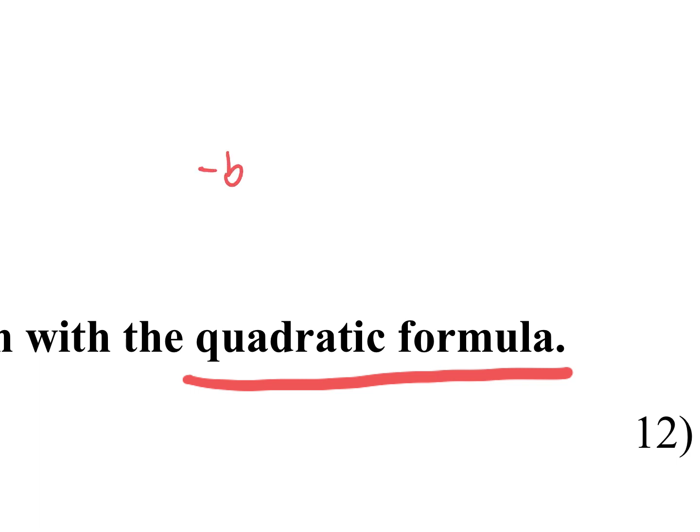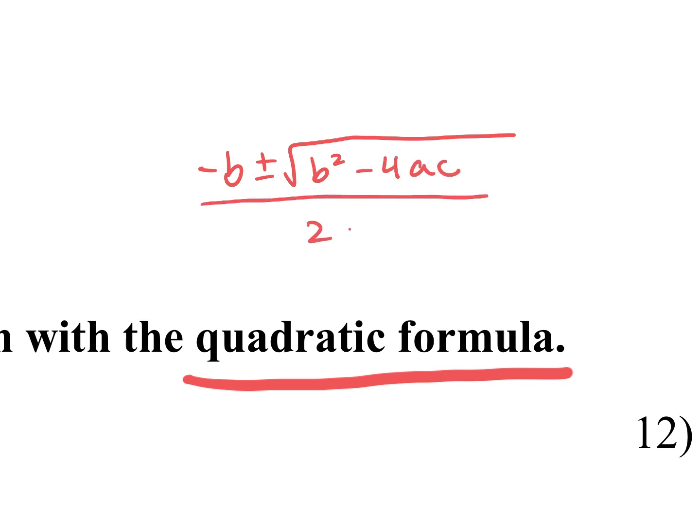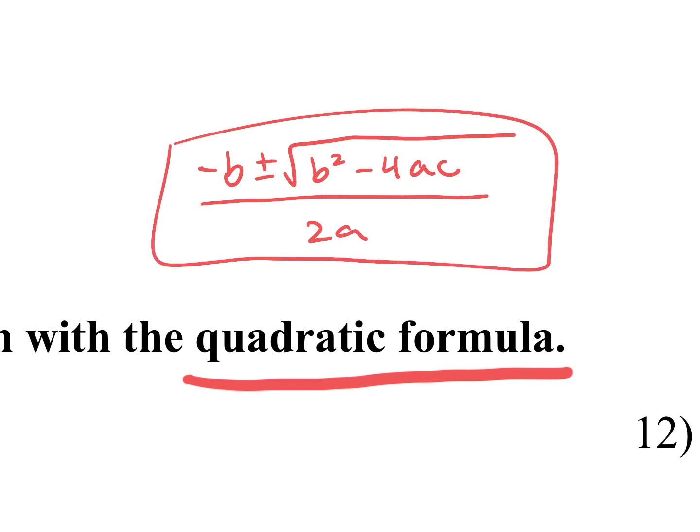B plus or minus, and then B squared minus 4AC over 2A. Awesome. You need to know this formula for tomorrow. You have to remember this for your quiz.